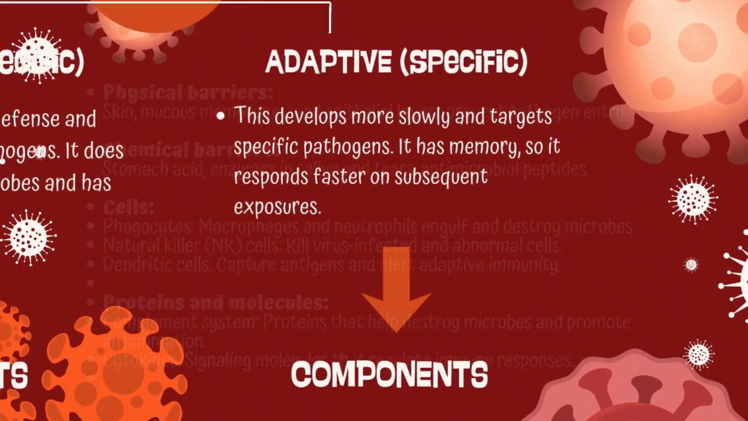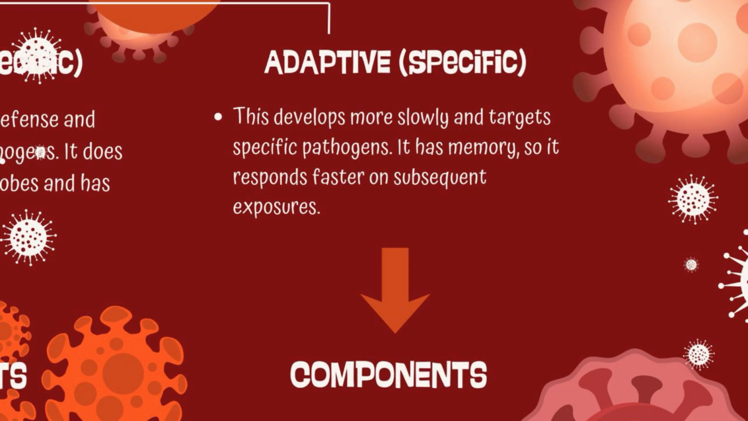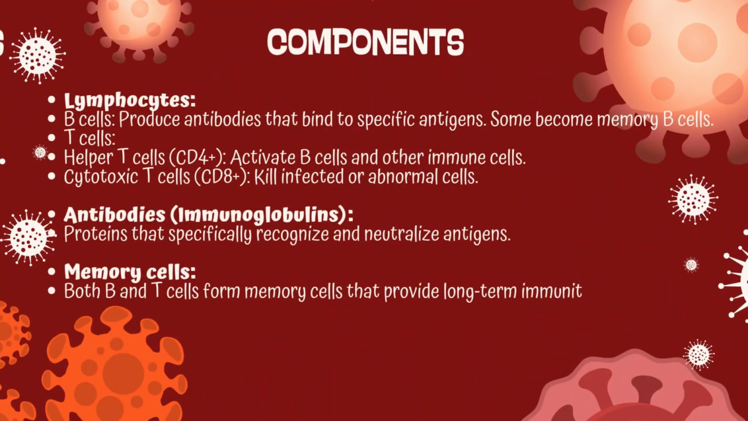Next, we have adaptive immunity, which is specific. This type develops more slowly, but it targets particular pathogens and has memory. This means the response becomes faster and stronger upon repeated exposure. The main components of adaptive immunity are lymphocytes. B cells produce antibodies that bind to specific antigens, and some of these B cells become memory cells. We have also T cells. Helper T cells or CD4 plus cells activate B cells and other immune cells, while cytotoxic T cells or CD8 plus cells kill infected or abnormal cells.